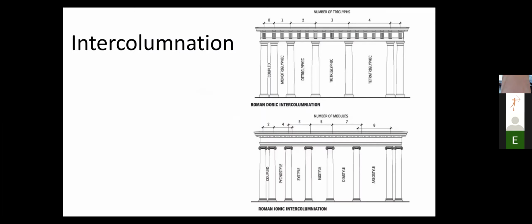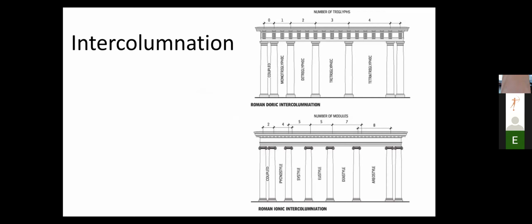Okay, we'll look at this one in a minute. So for the most part, let's take a look at intercolumnation spacing. What on earth does that mean? What you're looking at is the relationship of the columns and the spacing in between each column.